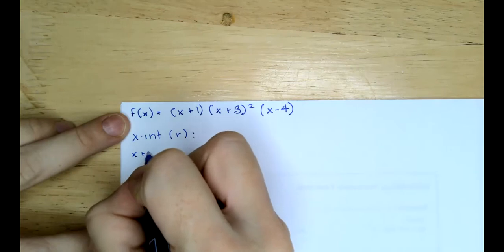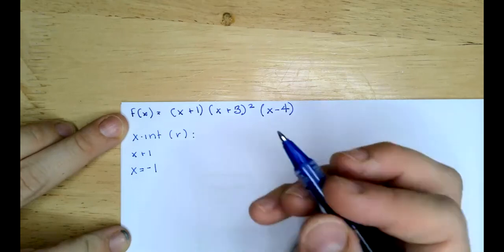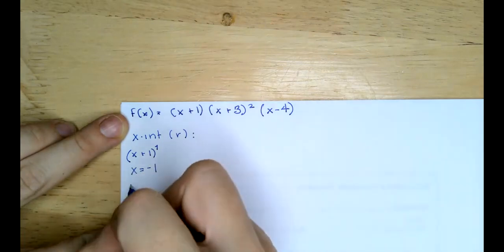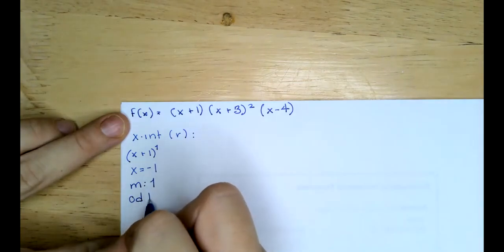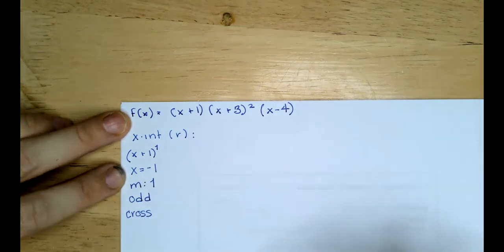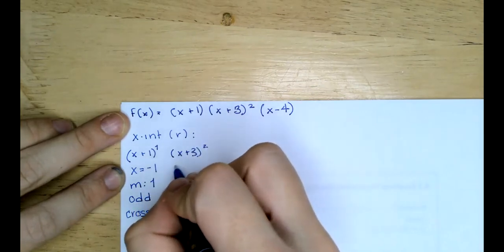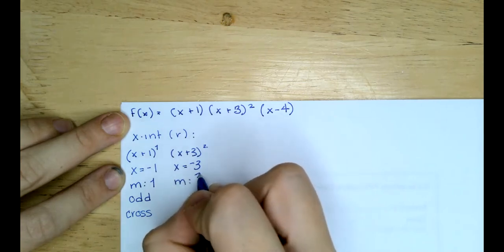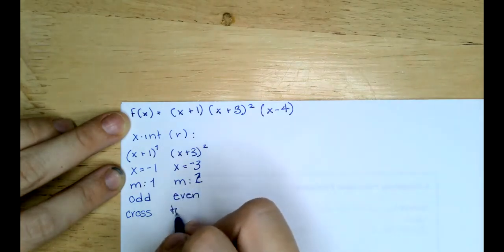We have x plus 1. That will give us an x of -1, right? It had an understood 1 here, so its multiplicity is 1. 1 is odd, and an odd multiplicity crosses x. Okay. The next one, x plus 3, but it's squared. So now x is -3. Multiplicity is 2. 2 is even, and so even touches the x.